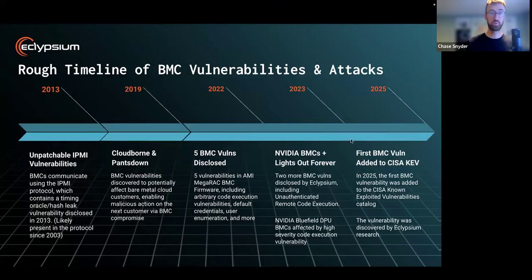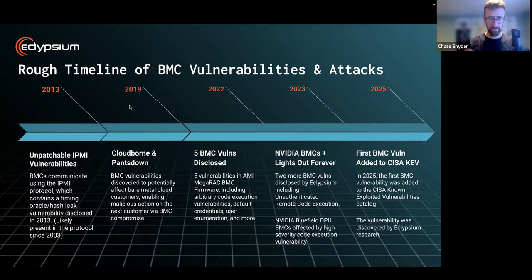And okay, so here's a rough timeline of BMC vulnerabilities. Back in 2013, it was disclosed that BMCs, well, it wasn't disclosed that they used the IPMI protocol. That's just what they have used since the protocol was released in the early 2000s. But there's a vulnerability baked into the protocol, a timing oracle slash hash leak that was disclosed in 2013 that cannot be patched. If you use the protocol to spec, you have this vulnerability. And so you have to have compensating controls around that.